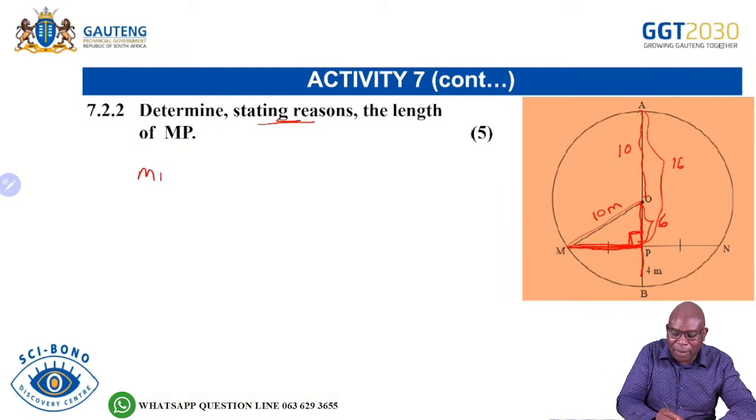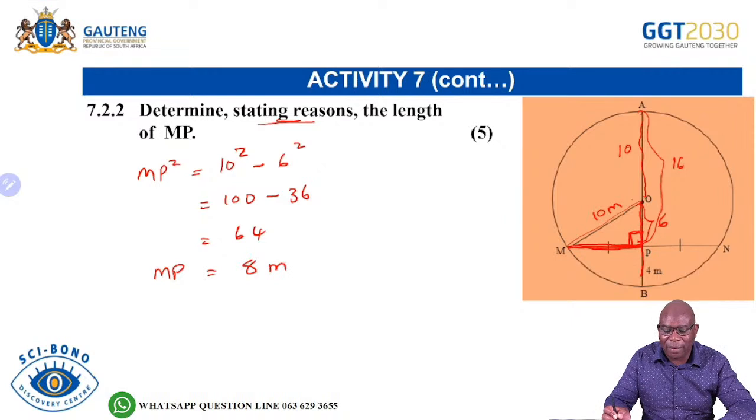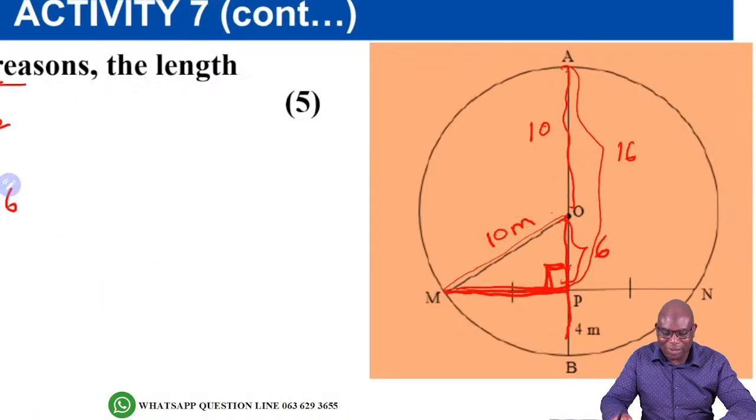So I'll say MP squared equals my OM squared, which is 10 squared, minus 6 squared. That gives us 100 minus 36, and that will give you 64. MP will be equal to 8 meters. That's 5 marks. It's quite an easy 5 marks, okay? But remember, they need a reason for that, okay? The other reason will be the theorem of Pythagoras. So we need reasons there.